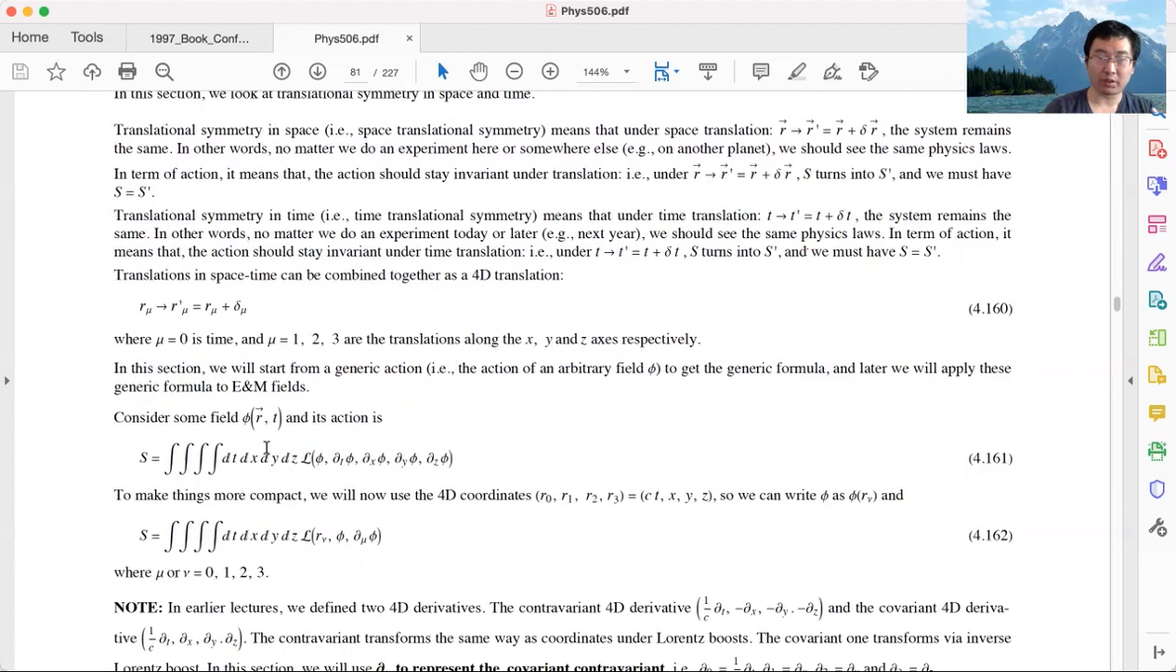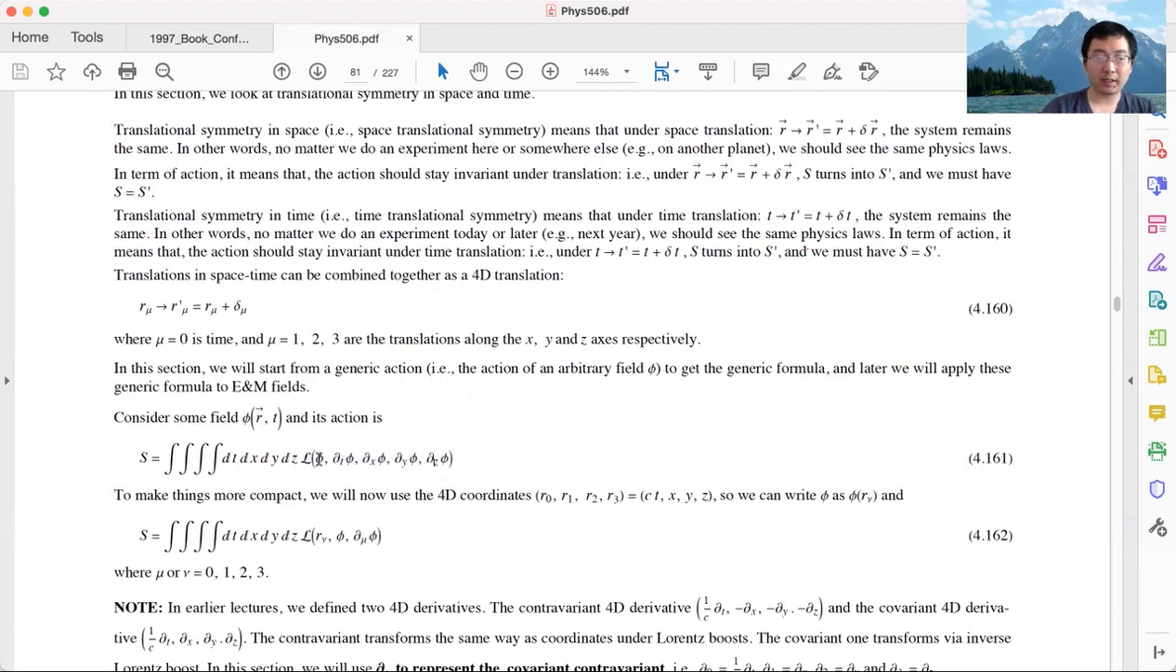And in your homework, you will apply this generic formula to some other fields, similar to what you did in your previous homework. Nevertheless, let's assume I have some fields, which we call φ. This φ can be anything, and I can write down my action. The action is a function of φ and also the derivative of φ, as we explained earlier.